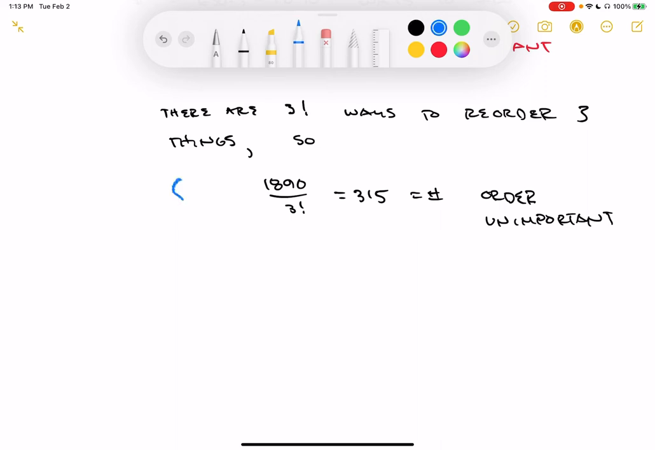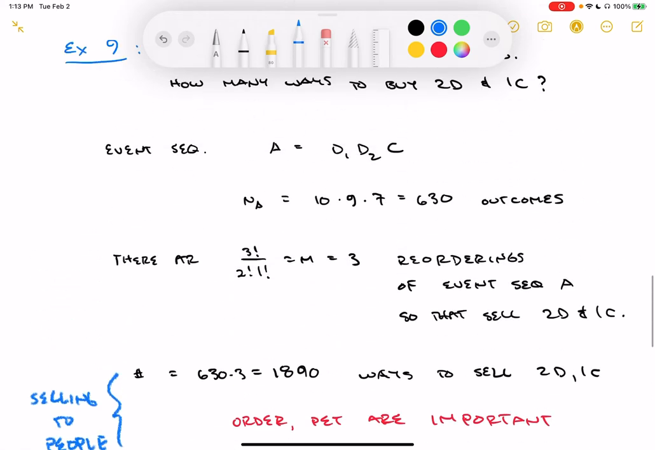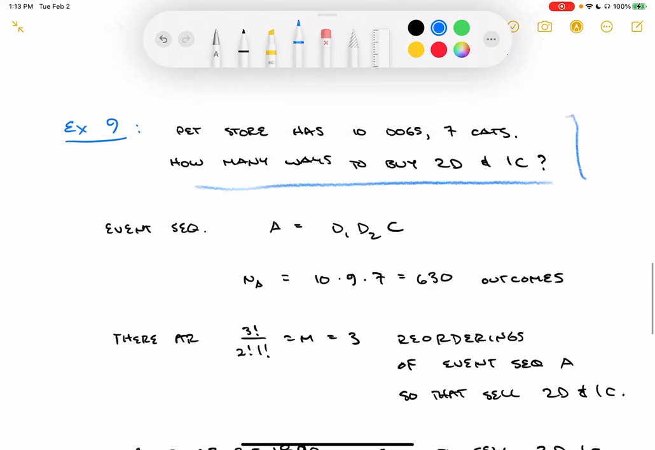So this one might be appropriate for advertising, right? Some sort of advertising, or maybe some inventory considerations, where this one up here might be important for the selling to people kind of way. So this goes back to this idea that you could have a very basic way of describing a problem. Both of those countings came out of this initial way of describing this.